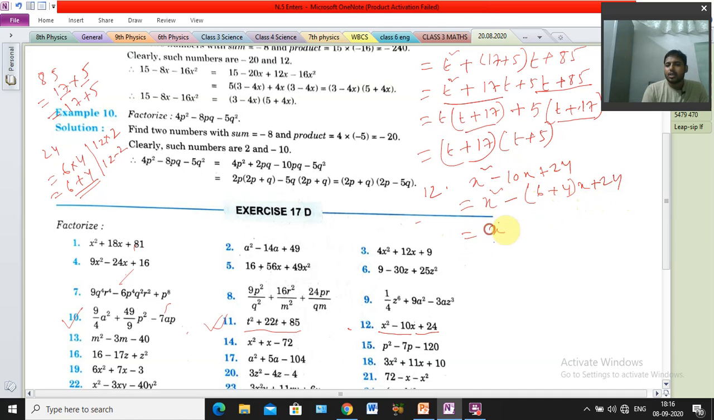Next remove the bracket. If we remove the bracket, what becomes here? Minus, and inside plus, minus times plus is minus, so minus 6x. Next here also in the middle plus sign, so minus times plus is minus 4x, okay, plus 24. Clear?